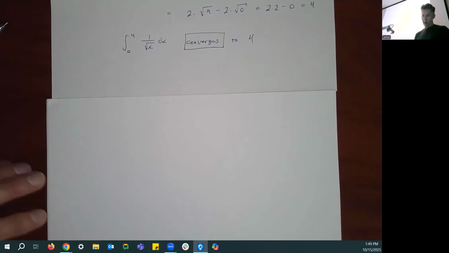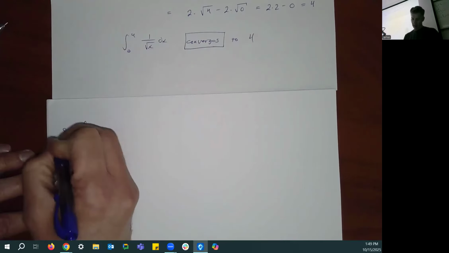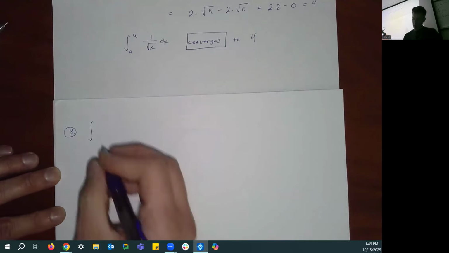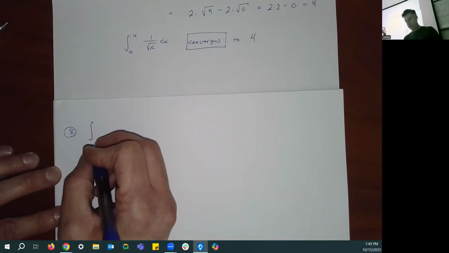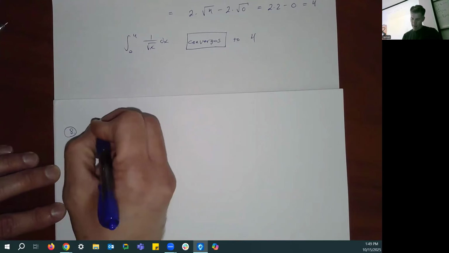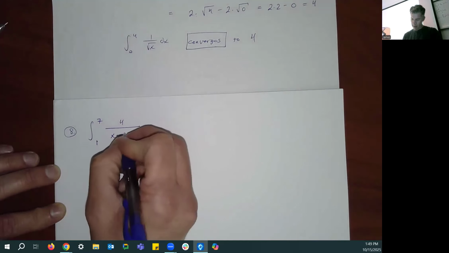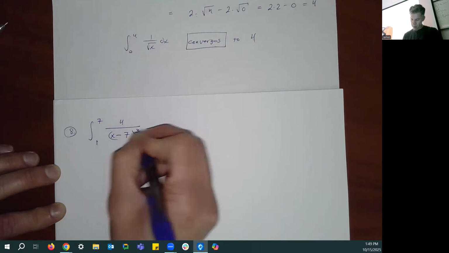Let's look at another example to emphasize that. So let's say we wanted to find the integral from, I didn't even think about this one, sorry, I have to think. Let's go from 1 to 7 of 4 over x minus 7 cubed.